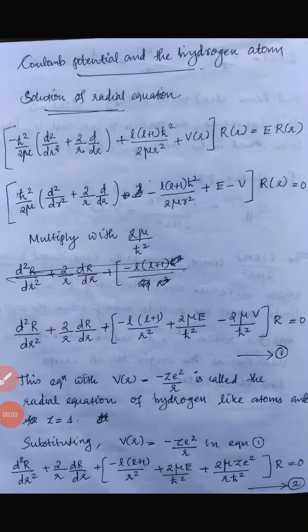Coulomb potential and the hydrogen atom. Here we have to find the solution of the radial equation.